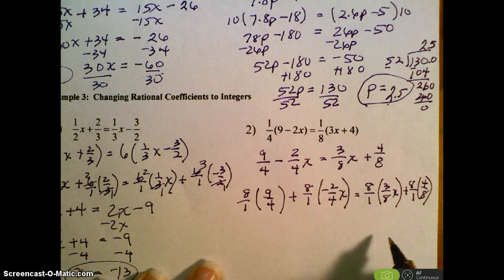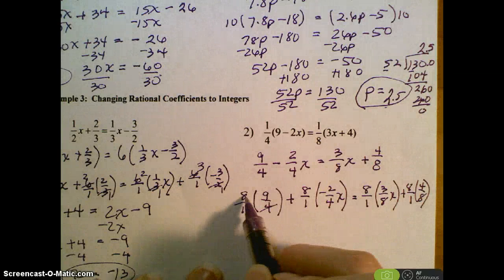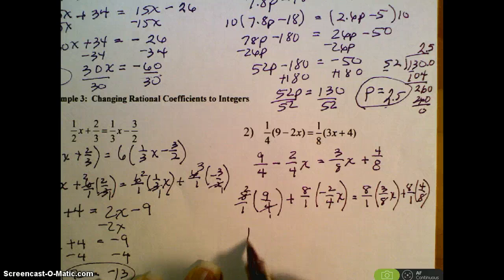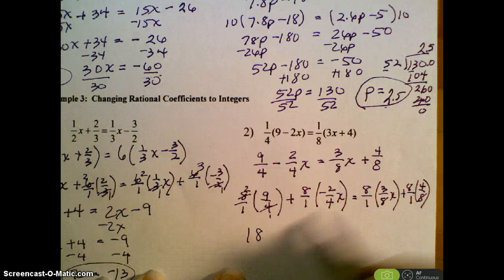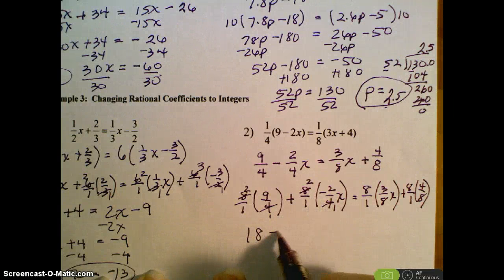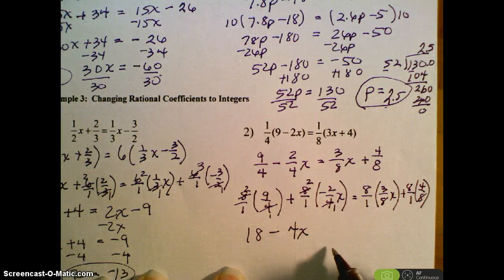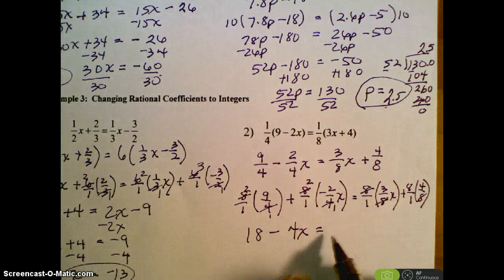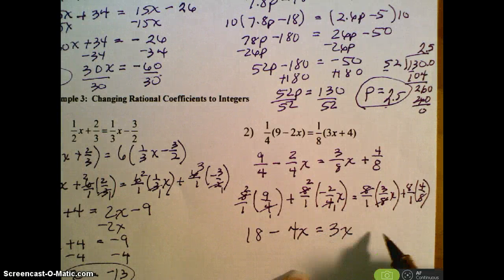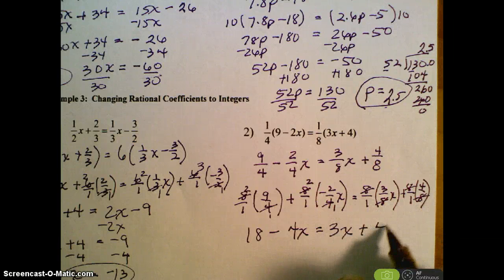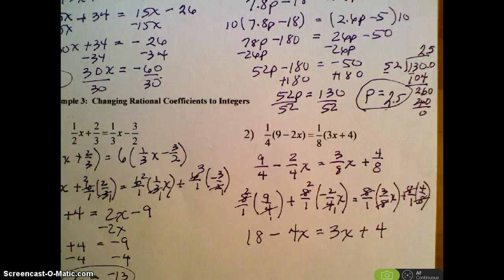Okay, now let's cross simplify these here, and this would give me 2 times 9. And then here I cross simplify the 4, and this would be 2 times negative 2x, which is negative 4x. On the right side, the 8's cross simplify, leaving 3x. And again, the 8's simplify out, giving me positive 4. That looks so much nicer.